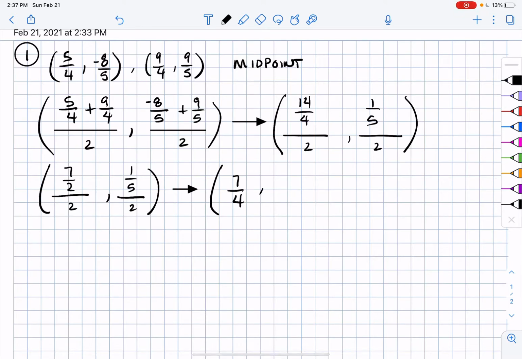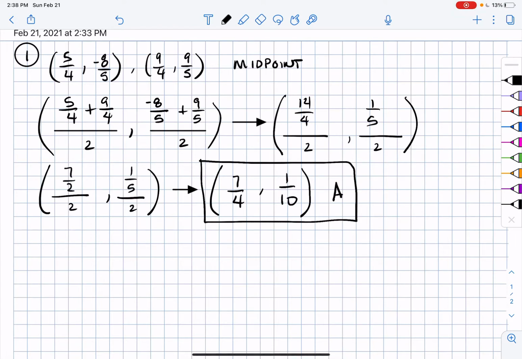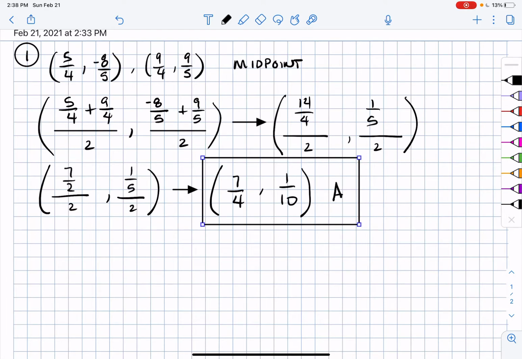So that means this is now going to be 7/4. Now, here's a key point. The 7/4 was because these two end up being in the denominator and you multiply them together, right? Well, the same thing could be said with this one here. So this is actually going to be 1/10. And that would be your answer, which is choice A. There we go.